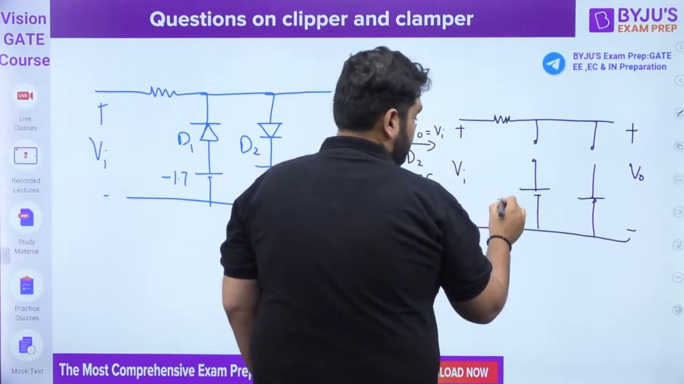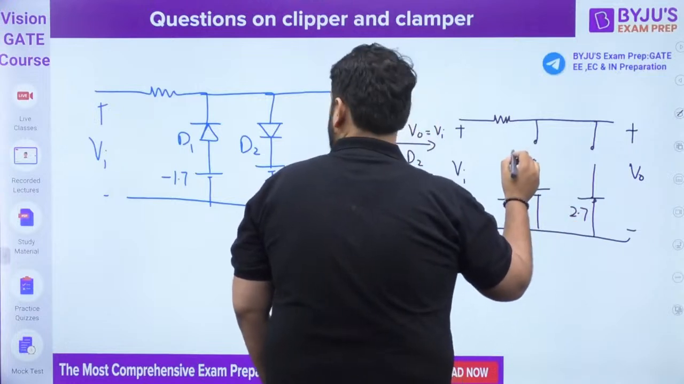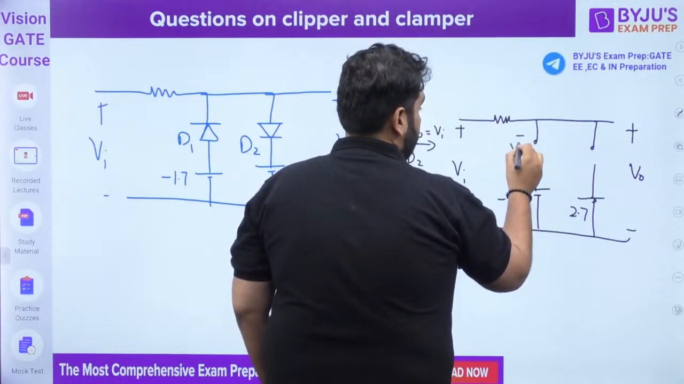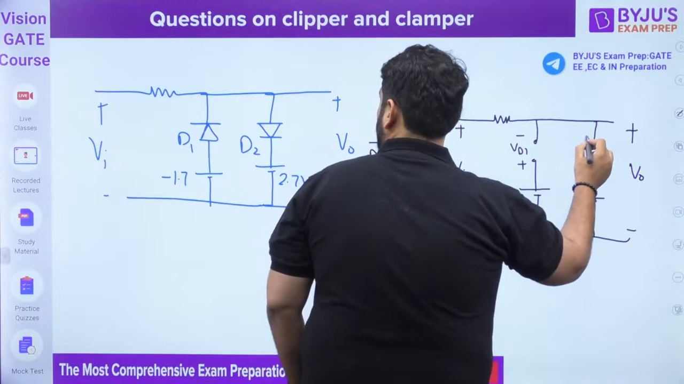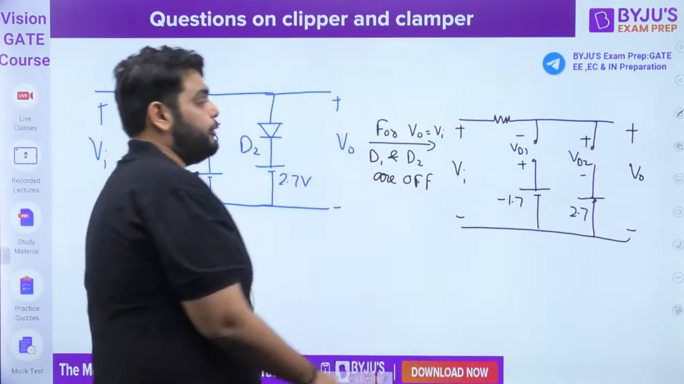Okay. This will be minus 1.7. This will be 2.7, right? Here it will be plus minus VD1. Here it will be plus minus VD2. Here it will be plus minus VD2.